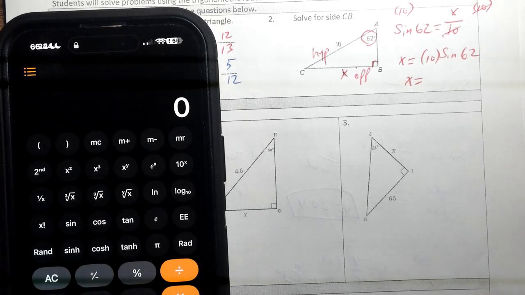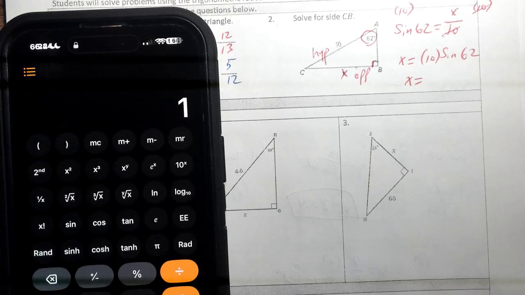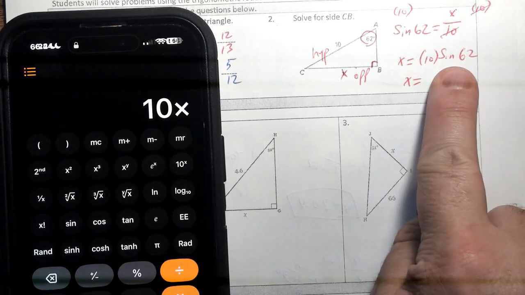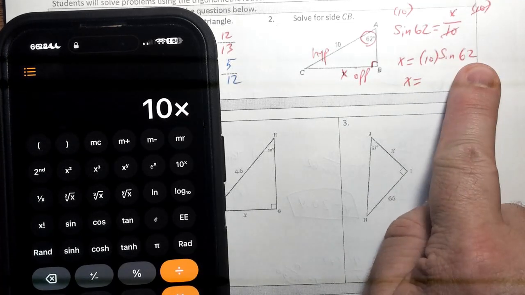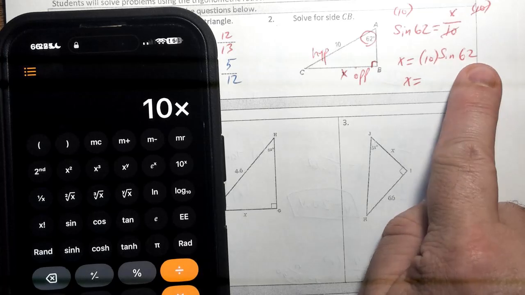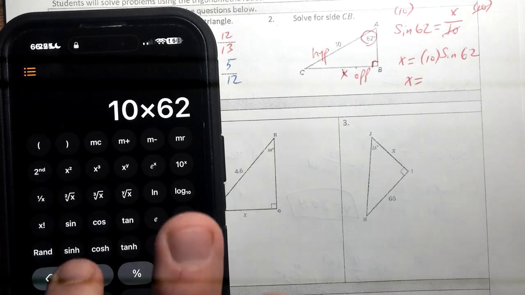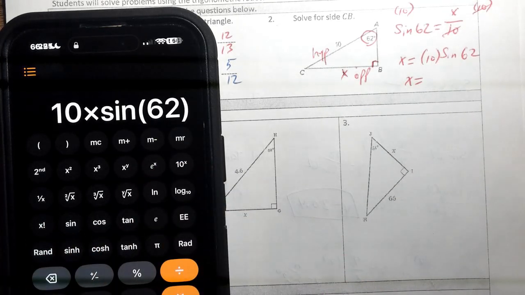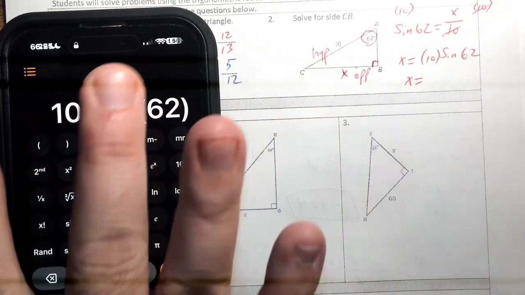We're going to use that later in the lesson. But for this, 10 times sine 62. So we put the angle measure in first before we hit sine. So we're going to hit 62 sine. Now on the calculator at school, it's going to give you that ratio.